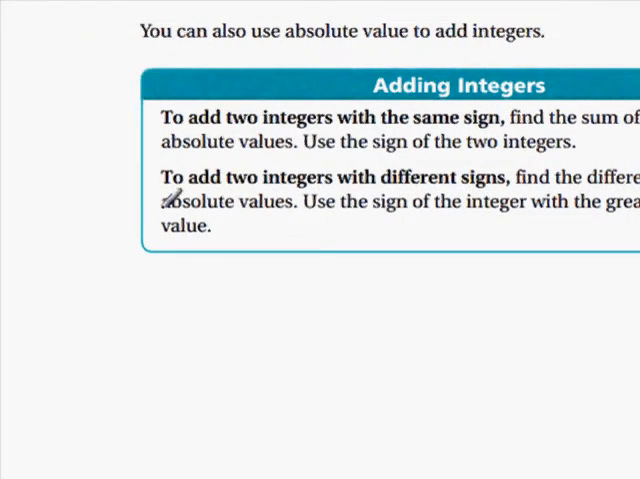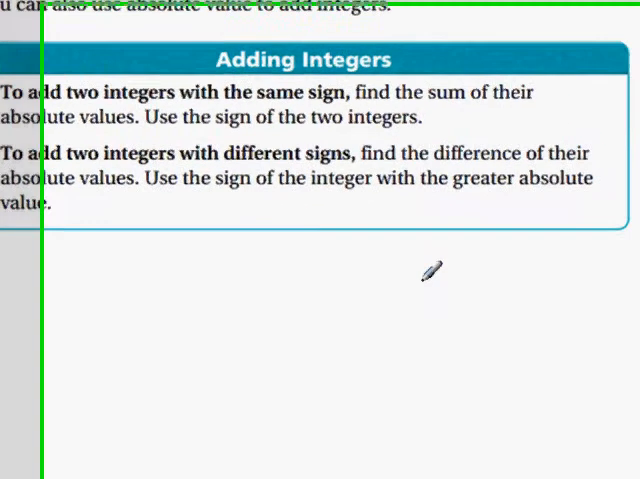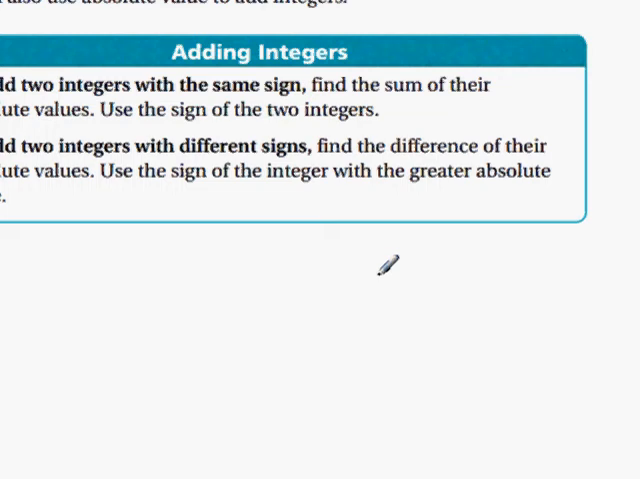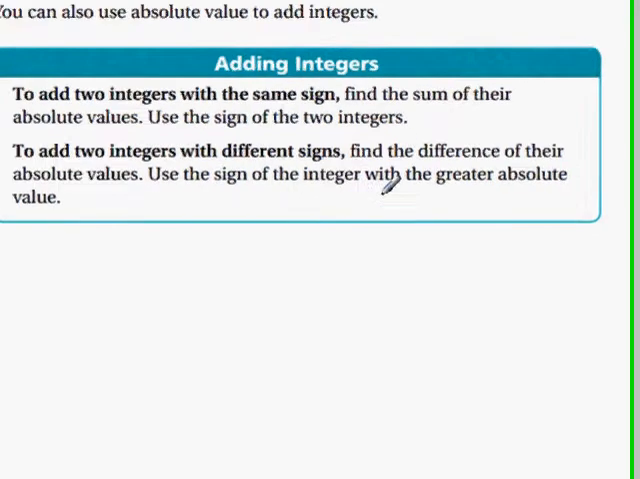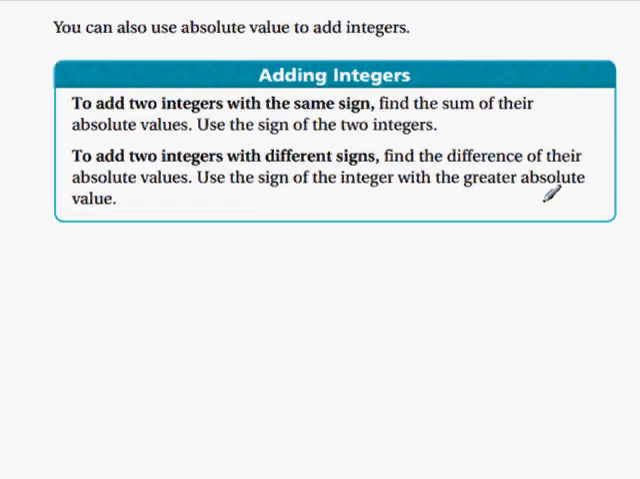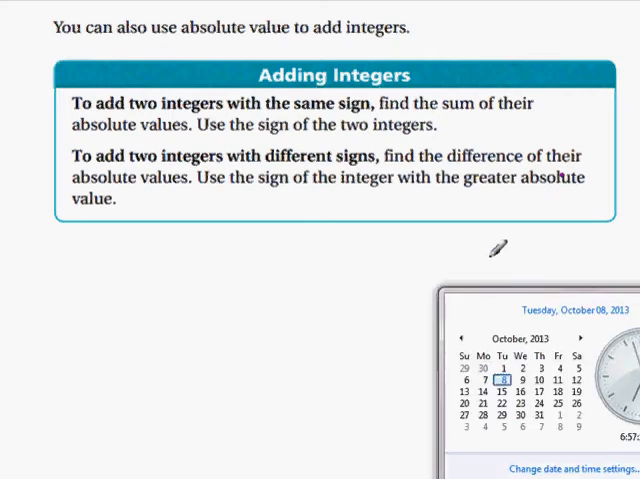Okay, let's look at the next rule. To add 2 integers with different signs, find the difference of their absolute values. Use the sign of the integer with the greater absolute value. Okay, this one's a little bit more complex. If we had -7 plus 4, first we would find their difference. We would subtract them. -7 and 4. Okay, so their absolute values are 7 and 4. Let's subtract that to get 3. Then we have to use the sign of the integer with the greater absolute value. -7 has the greater absolute value of 7. So our answer here is negative. Our answer is -3.